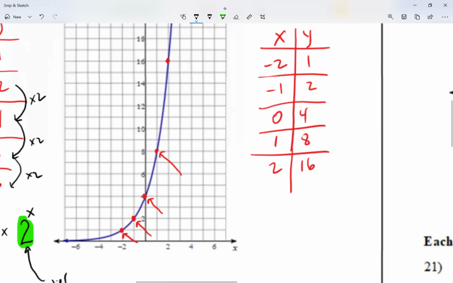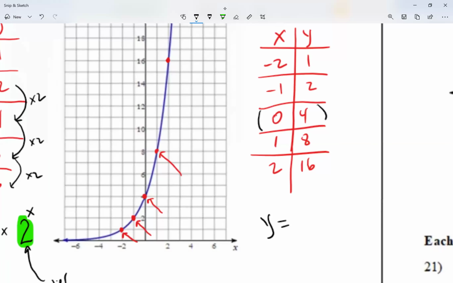So I start this by going y equals. First, I have to find my initial value. What's the value of y when x equals 0? So I'm looking at this point right here. What's the value of y when x is equal to 0? So my initial value is 4 times.